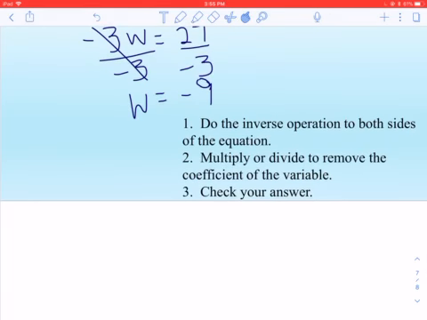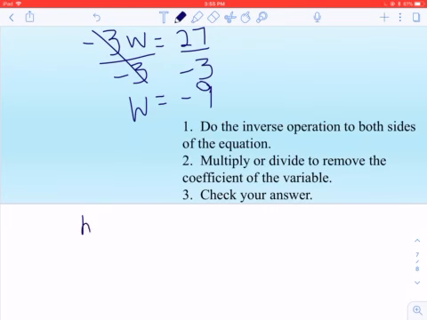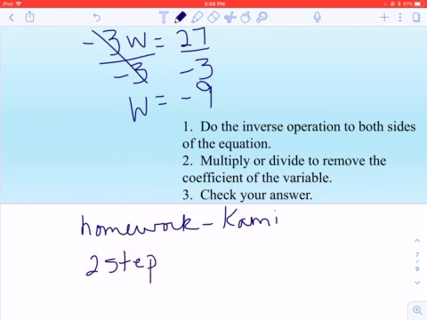So you've got homework tonight. So again, it's going to be on Kami. You have a 2-step equation quiz to take. It's only working on multiplying problems. So a 2-step quiz. So that's it for your homework for today. These are both due on Monday.